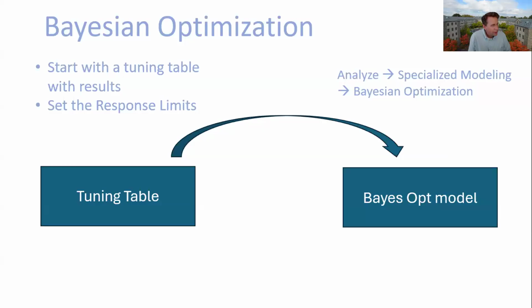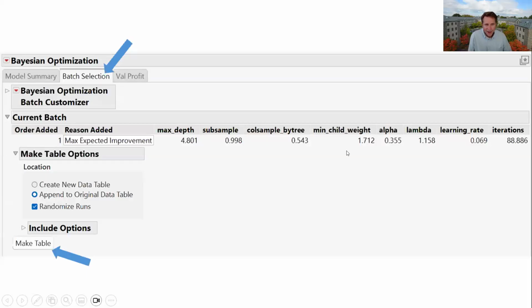So Bayesian optimization, let's go through the process of how that works. It starts, like I said, with a tuning table with the results already done. And you also have to set the response limits to that. You don't have to set them to any values, but this is just part of a checklist. You have to set a response limit or set them to nothing. Once you do that, though, you can analyze this using the Bayesian optimization model and get the output of that process. And that output looks like this.